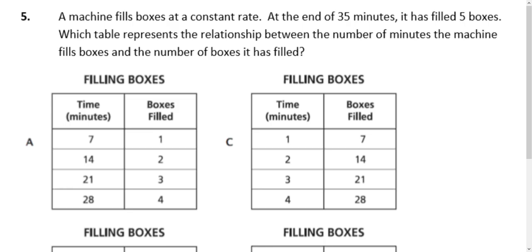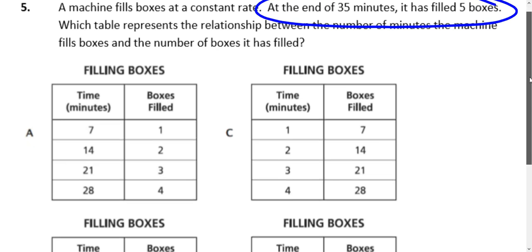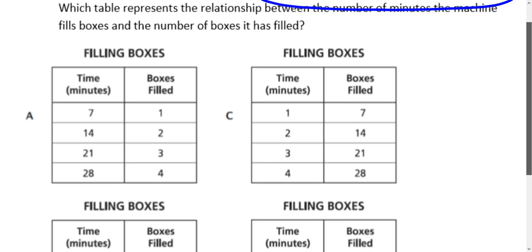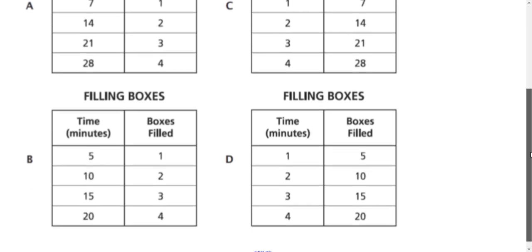A machine fills boxes at a constant rate. At the end of 35 minutes, it has filled 5 boxes. Which table represents the relationship? So we have to know that after 35 minutes, it's filled 5 boxes. 5, 10, 15, 20. Next up would be 25. 1, 2, 3, 4. Next up would be 5. That's not it.